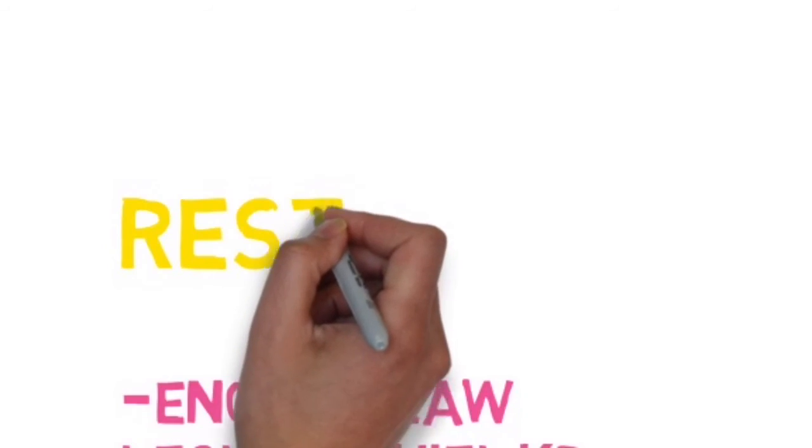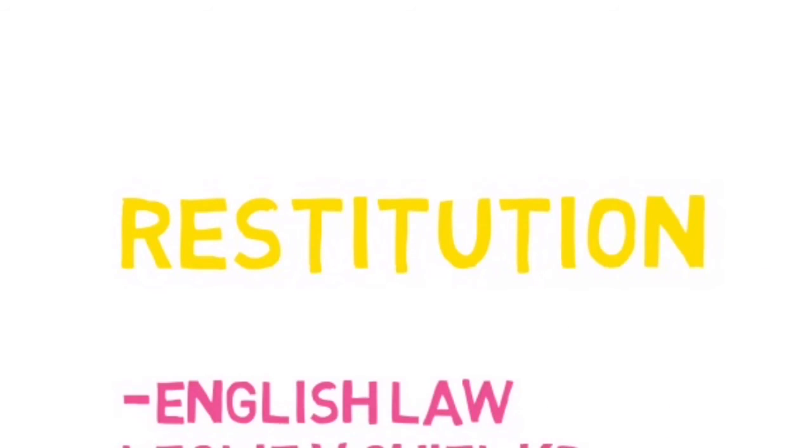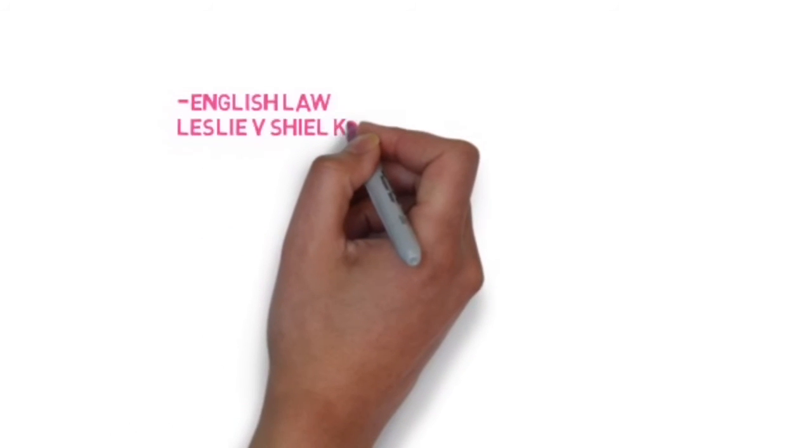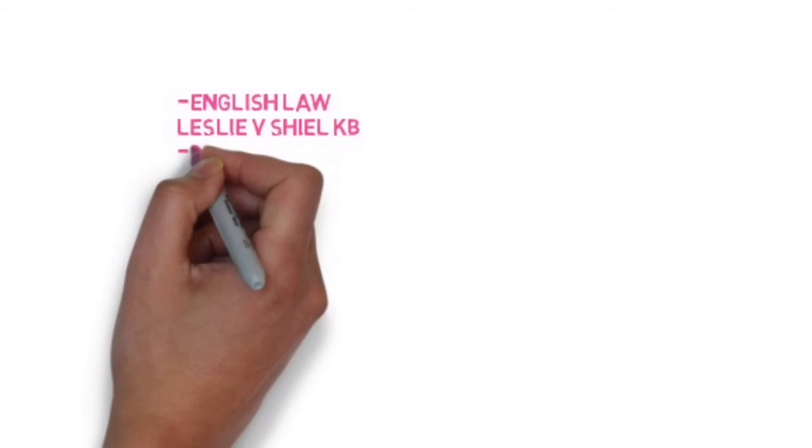And now the final topic of the day, restitution. Can the minor be made to restore whatever benefits or money or property he got in the minor's contract? Can he be told, please return all these things, please return the money? Is restitution possible? So, under English law, it was held in the case of Leslie versus Shiell by a King's Bench court that there can be no restitution against a minor.